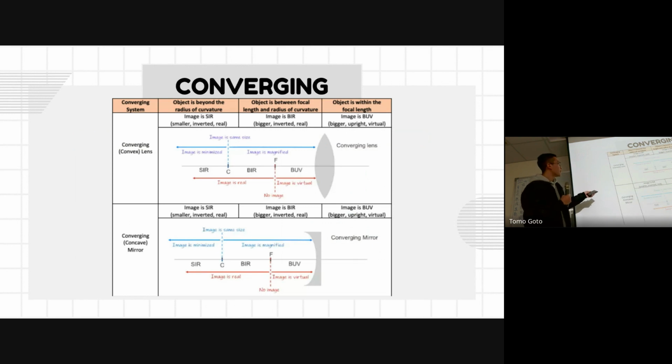And for the converging lens and converging mirror, both of them, when the object is within the focal length, the image is always virtual. When it's directly on the focal point, there is no image formed. And when it's beyond that, the image is real. Similarly, converging lens is called convex because the curve is outwards, and concave mirror, the curve is inward. And here's a small thing that you might have noticed: real images are always inverted, and virtual images are always upright.